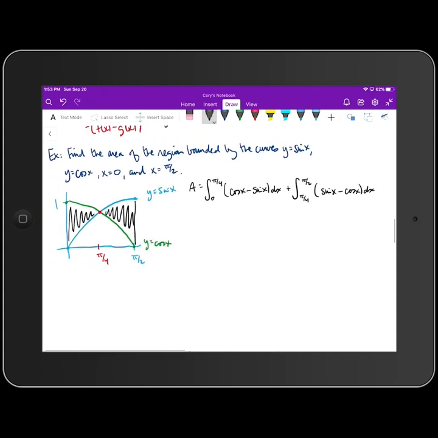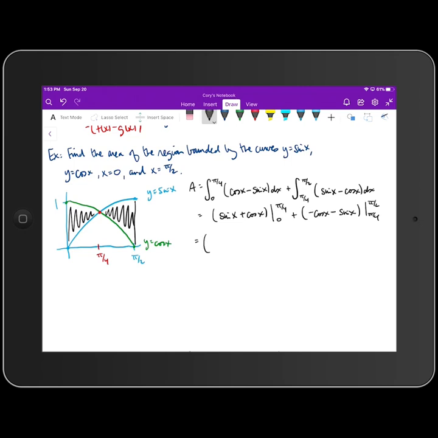Okay, so we're just going to go through and take the antiderivative. The antiderivative of cosine is sine, minus the antiderivative of sine, that's negative cosine, so that's going to change that sign to plus. So that's sine of x plus cosine, which we're going to evaluate at pi over 4 and 0, plus the antiderivative of sine, which is negative cosine, minus the antiderivative of cosine, which is sine. And then we're going to evaluate that at pi over 2 and pi over 4.